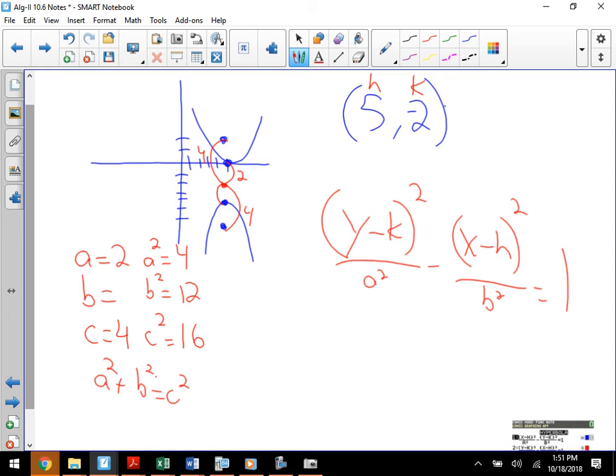All right. So your final answer is (y plus 2) quantity squared over 4 minus (x minus 5) quantity squared over 12 equals 1. Like I said, if you do minus negative 2, we just rewrite it as plus 2. If you wrote y minus negative 2, I wouldn't yell at you. I would just put plus plus on your paper and give you that big sad face.